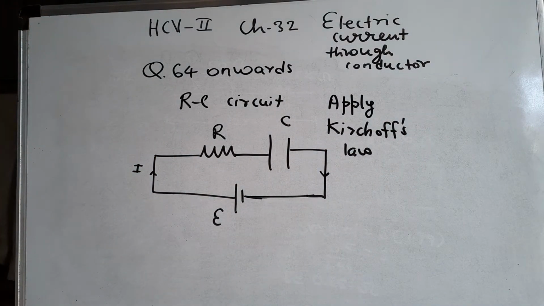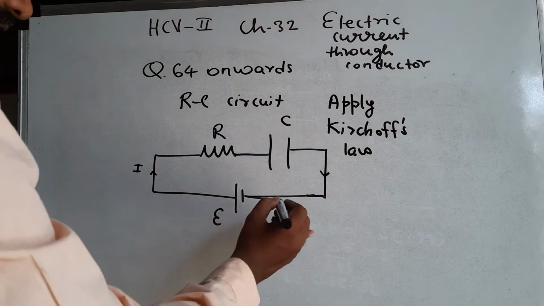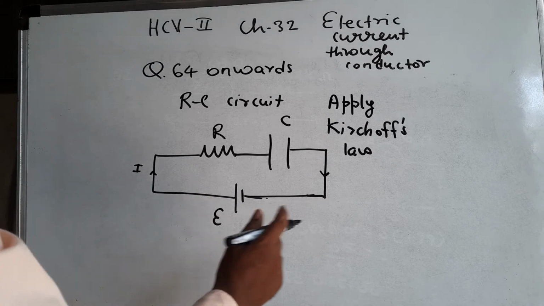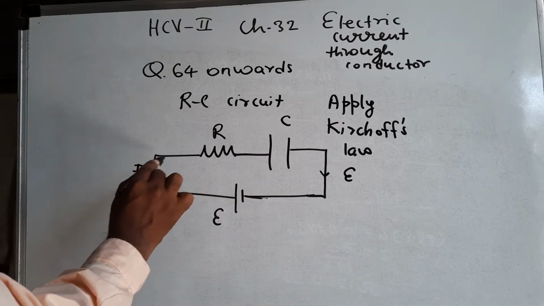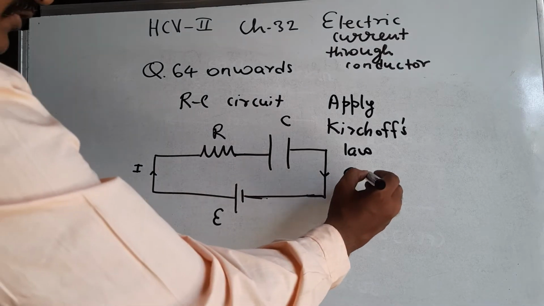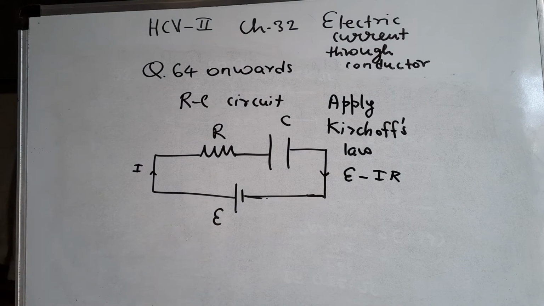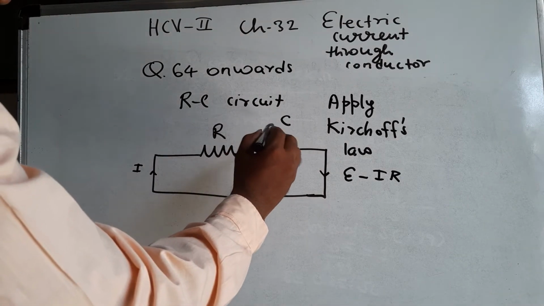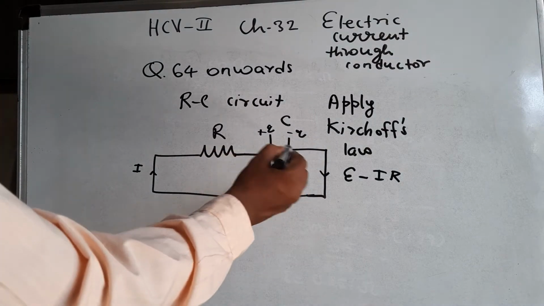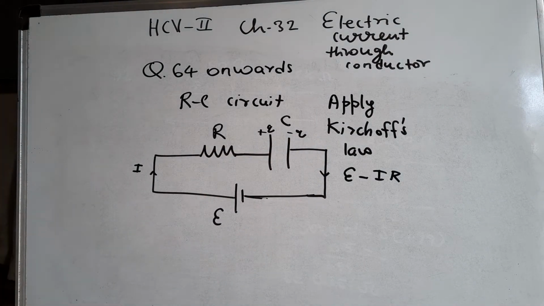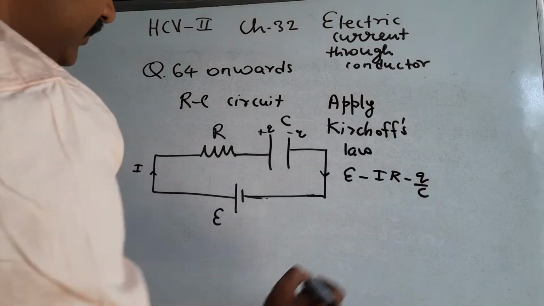Kirchhoff's voltage law number 2. So from here to here, the change in potential will be E. Then from here to here, because I is the current flowing through it, the potential fall will be minus IR. And at some time t, the charge that has deposited here is Q, and here minus Q. Plus Q and minus Q will be the charge on the two plates. So from here to here, the potential fall will be minus Q by C.